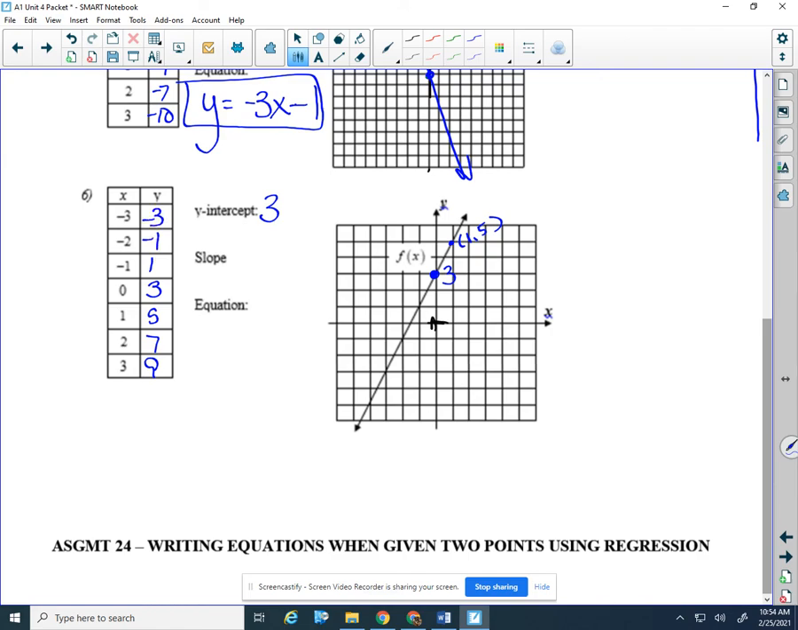So we just said before, we're going up by 2s. So our slope is 2. Remember, slope is m, y-intercept is b. y = mx + b.